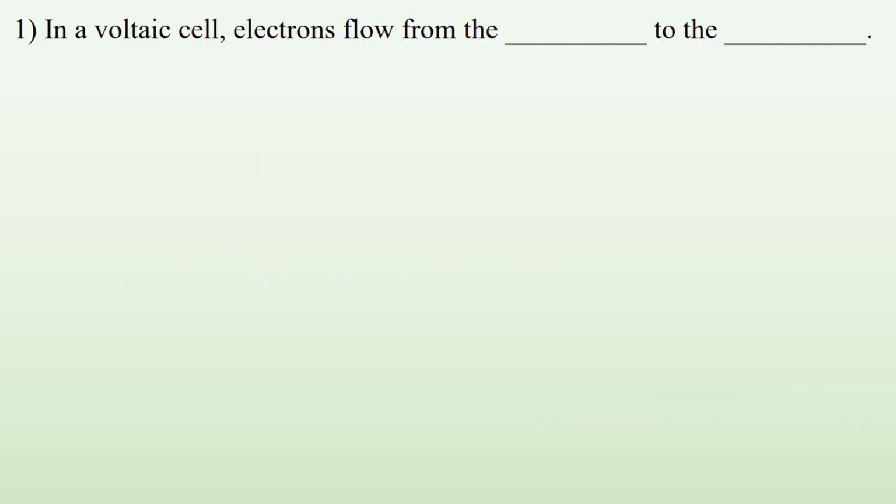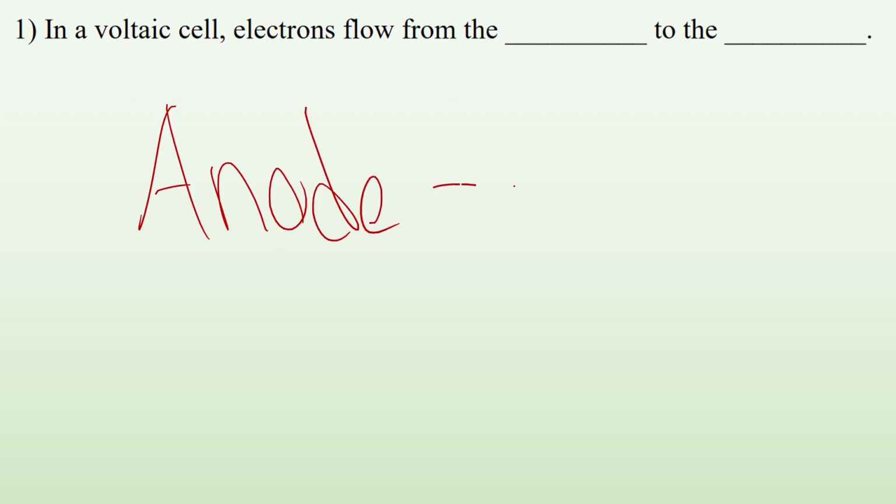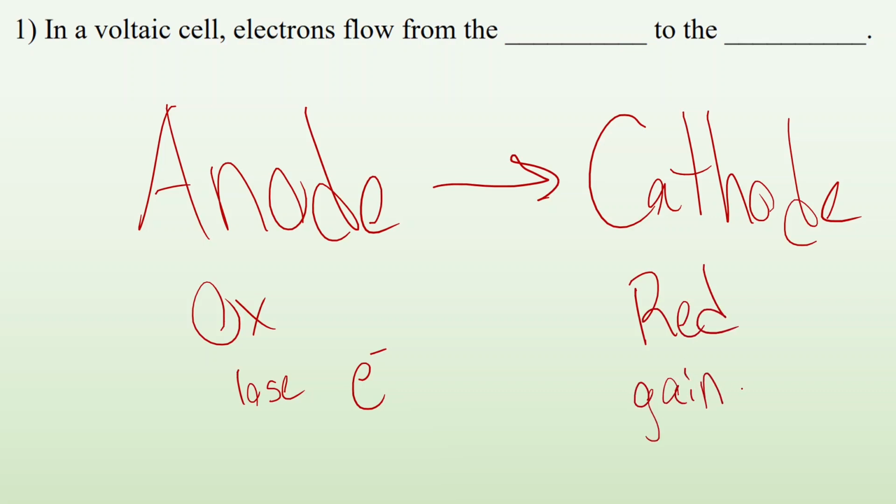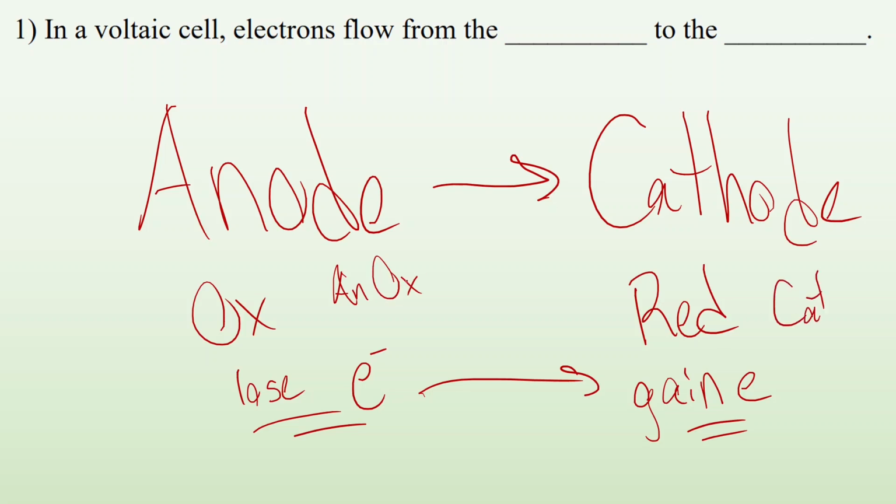In a voltaic cell, electrons flow from the blank to the blank. So it's always from the anode to the cathode, always in everything. Anode is where oxidation is occurring, and that's where you are losing electrons. The cathode is where reduction is occurring, and that's where electrons are being gained. In order to gain electrons, they first must be lost. So electrons always flow from the anode to the cathode. A little mnemonic is "an ox" and then "red cat." So anode is oxidation, reduction happens at the cathode.